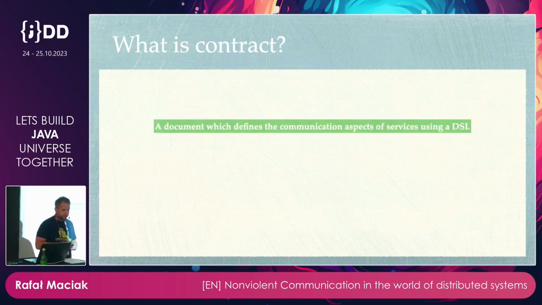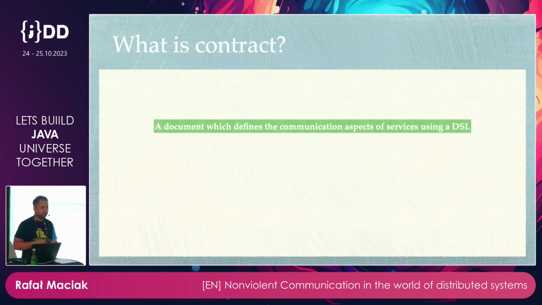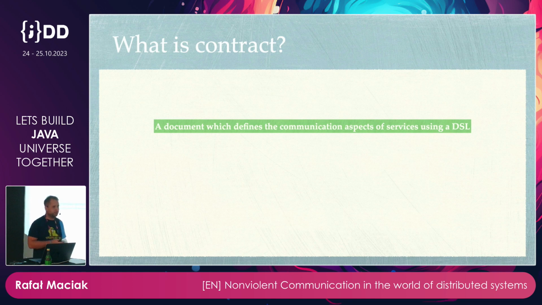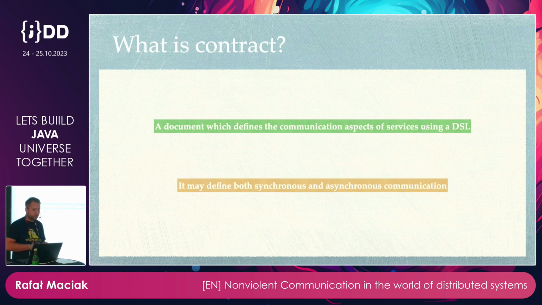Okay, so what is a contract? You may think of a contract as a document which defines the communication aspects of our services using a domain-specific language, DSL. Various frameworks provide different flavors of DSLs. You may write them in Groovy, Java, Kotlin, JSON, YAML. This is actually secondary. The important thing here is that this is the single place in which we define how our microservices communicate. Also, I'd like to draw your attention to the fact that you can test both synchronous and asynchronous communication using contract testing. For simplicity in this presentation, I'm using a REST API example. However, I would like you to remember this is not the only option.